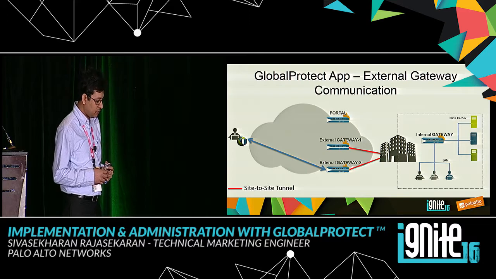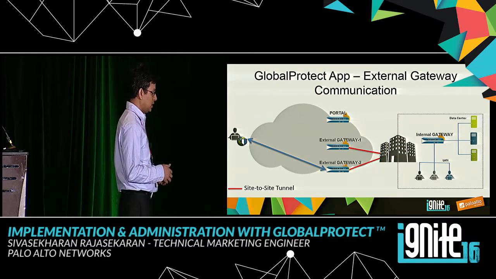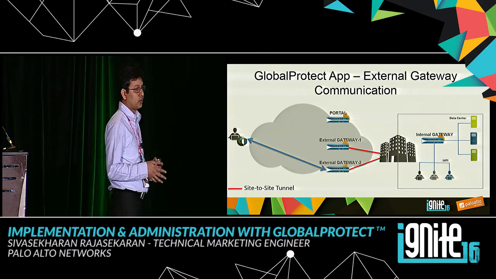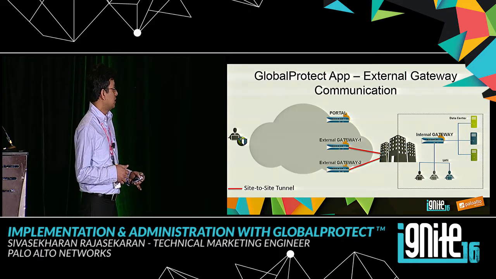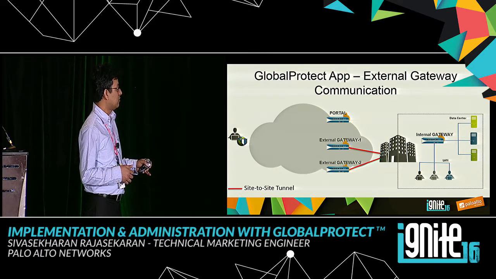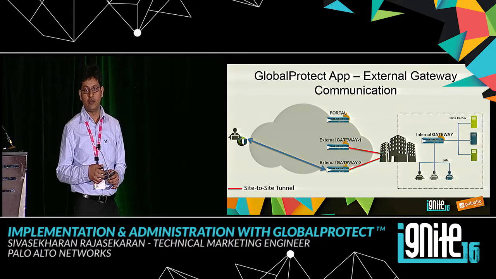Now let's look at a scenario where the user has moved remote, is working from a hotel, or is not inside a corporate network anymore. In this case, let's focus on what's happening between the GlobalProtect app and the external gateways.